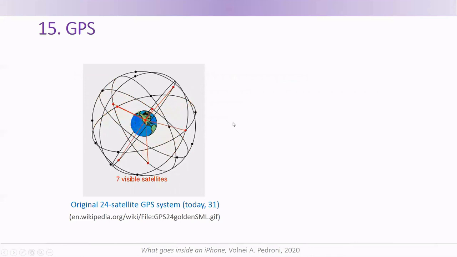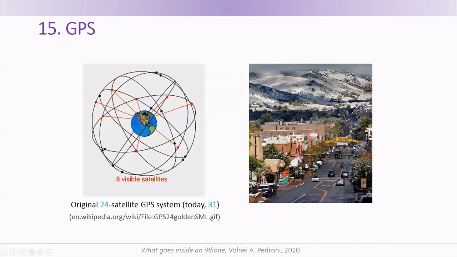Here is an interesting illustration from Wikipedia. It shows the satellites that are visible from a fixed point on Earth. You see the number here. It's never below 6 for the original 24 satellite system. And that location is the city of Golden in the state of Colorado, shown here.